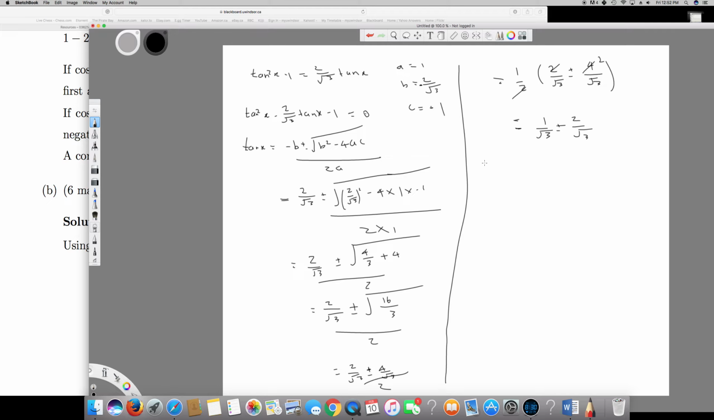One is 1 over root 3 plus 2 over root 3, and the other possible answer is 1 over root 3 minus 2 over root 3. So 1 over root 3 plus 2 over root 3 is 3 over root 3, or 1 over root 3 minus 2 over root 3 is going to be minus 1 over root 3.